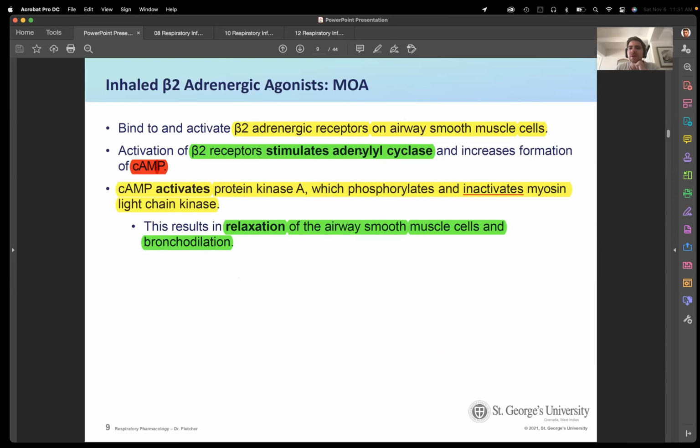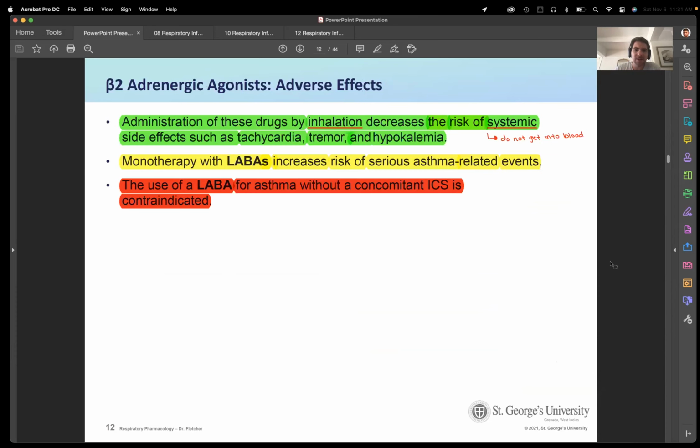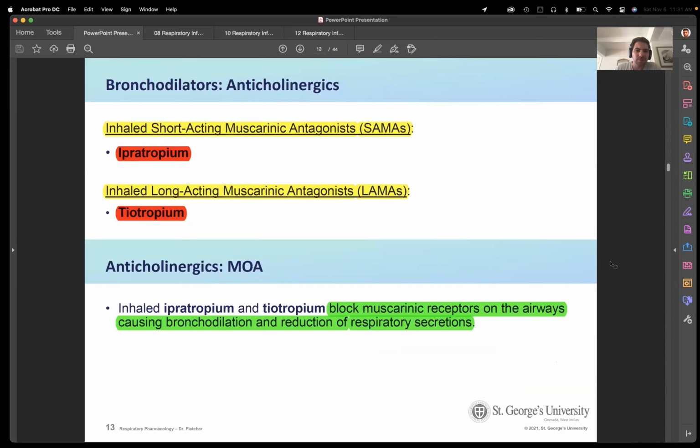Important, these beta 2s, remember, from First Aid, alpha 1, alpha 2, beta 1, beta 2 is QISS, KISS. So beta 2 falls under S. So it's Gs, stimulates adenylyl cyclase and cAMP, all that stuff from way back. Short acting. So we won't go through all this stuff. With the drugs, you kind of just have to have a definition of how they work. So this should be pretty straightforward.